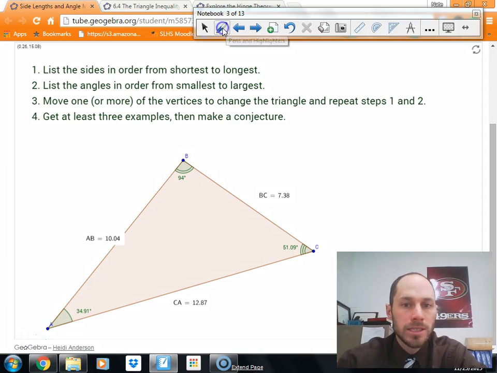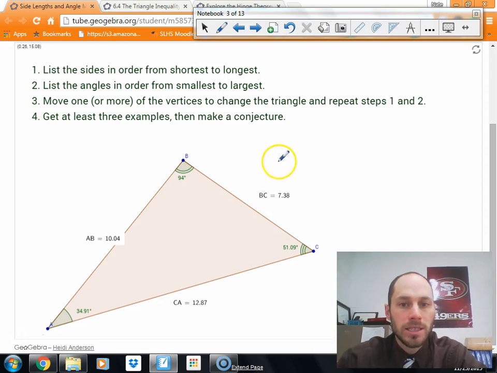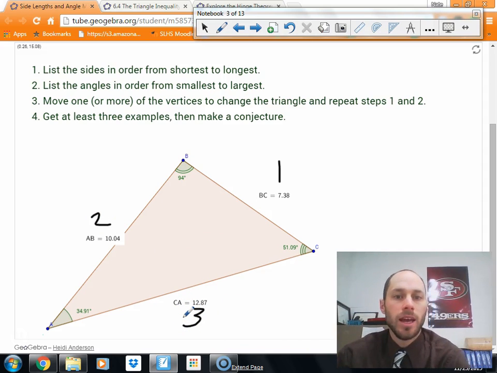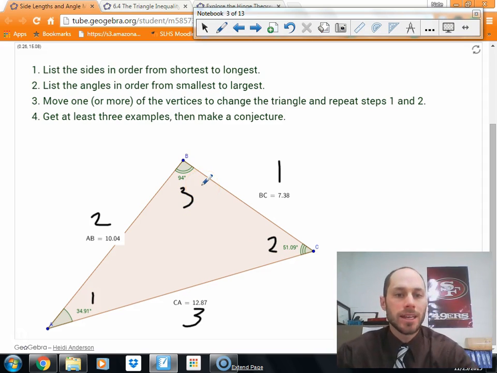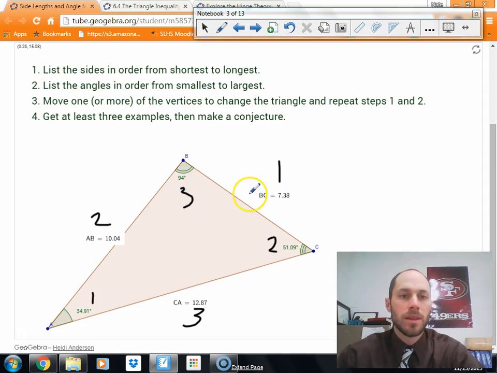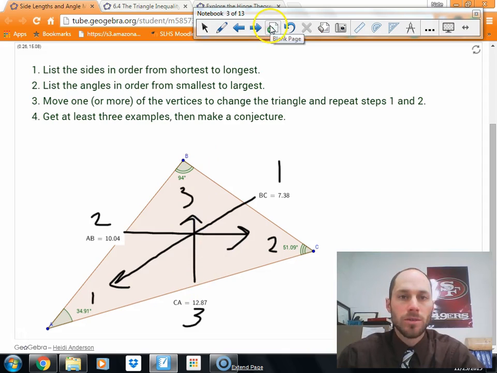Okay, so maybe we notice that the side lengths, I'm going to number them from shortest to longest. So BC was the shortest, followed by AB, and then CA. Then when we take a look at the angles from smallest to largest, angle A is the smallest, followed by angle C, and then angle B. So did you notice any connections there? Maybe you noticed that opposite sides and angles were matching up. Let's see if that holds true.